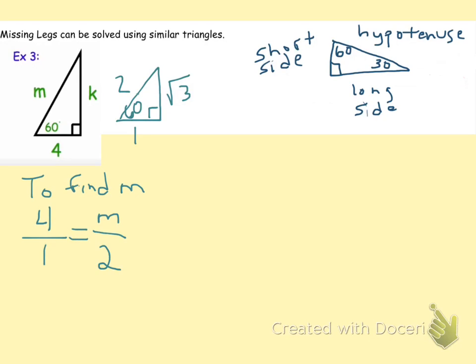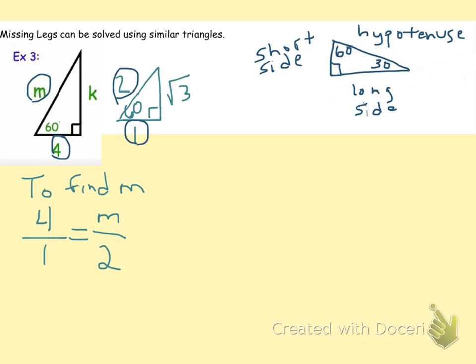we have 4 over 1. 4 over 1 represents the 30-degree side length over our reference triangle's 30-degree side length. M over 2, we set that equal: M, our hypotenuse on the left, over 2, our hypotenuse on the right. So we have our 30-degree side 4 over our 30-degree side 1, equal to our hypotenuse M over our hypotenuse 2.